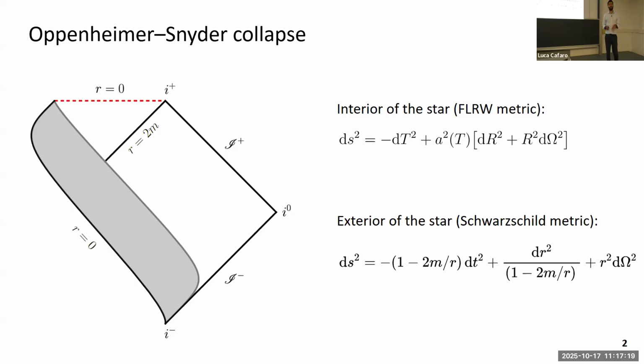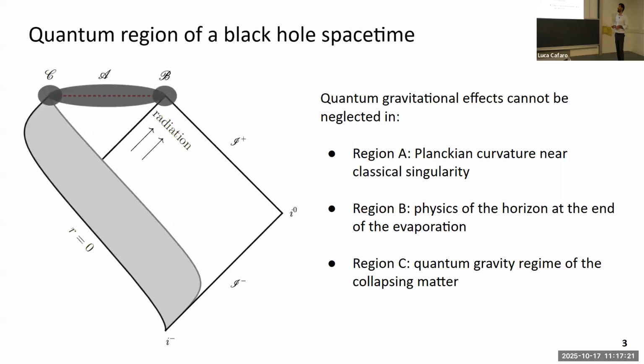Now, this classical picture will no longer be reliable due to quantum gravitational effects whenever the curvature of spacetime gets to the Planckian scale. And this happens in three separate regions in this spacetime over here, which for simplicity I will call regions A, B, and C. Region A is a subregion in the vacuum part of spacetime in the interior of the black hole, but in the exterior of the star, where the curvature reaches the Planckian scale due to the presence of the classical curvature singularity.